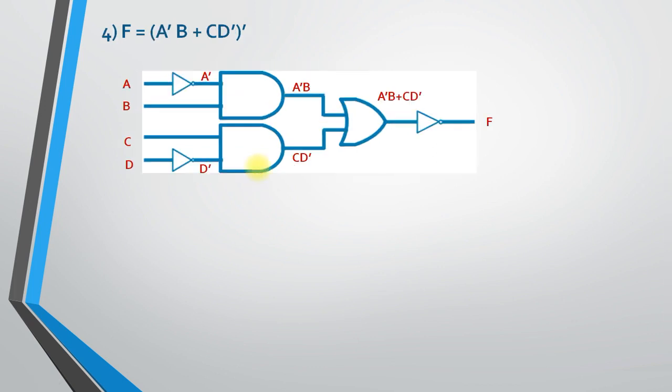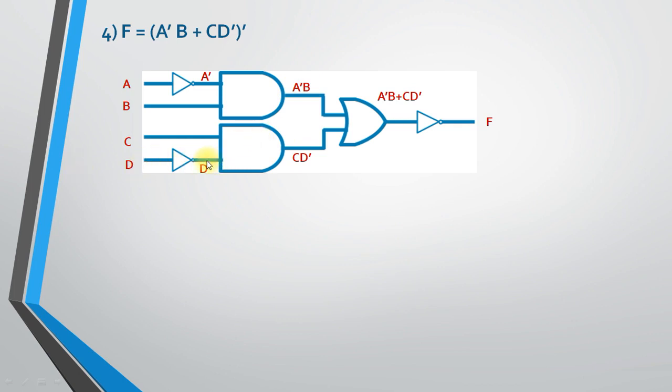The fourth example is the representation of 2 AND gates. There are 2 AND gates over here. The first is represented by the NOT gate, so the complement value goes inside the AND gate. So A dash, then the value of B goes directly. So A dash B.